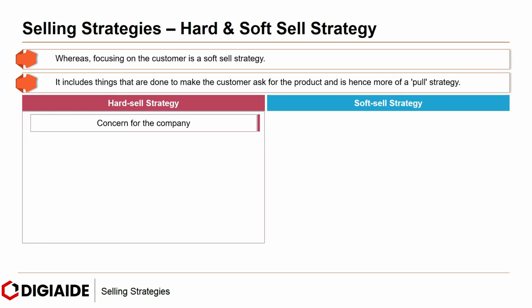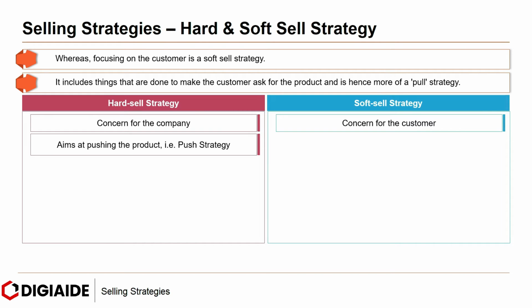Hard sell strategy is, as said earlier, concerned for the company, whereas soft sell is concerned for the customer. Hard sell aims at pushing the product, therefore push strategy. Soft sell aims at persuading the customer to buy the product, hence pull strategy.